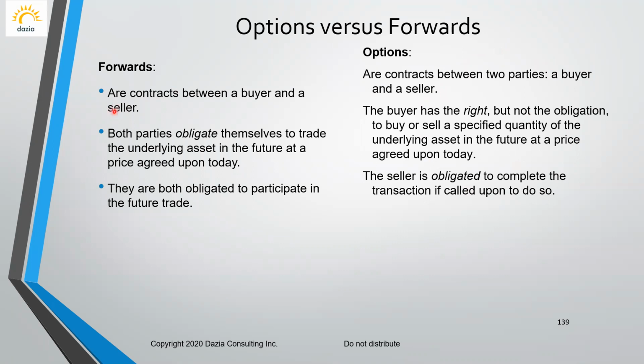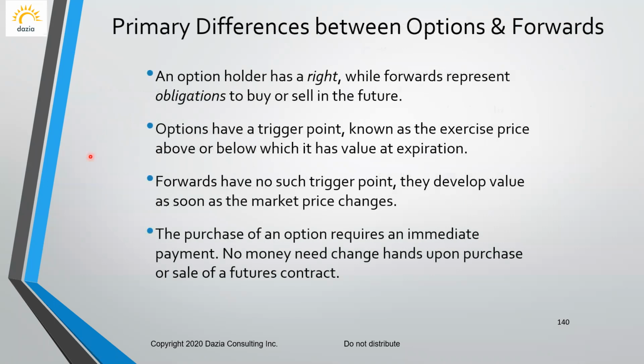In the case of the forwards, both parties obligate themselves to trade the underlying asset at the agreed upon price. So in this case, both of them do agree on the price, and both are obligated to go through. It doesn't mean that one has the right. They're both obligated to go ahead with the trade. So an option has a right, and forwards have obligations.